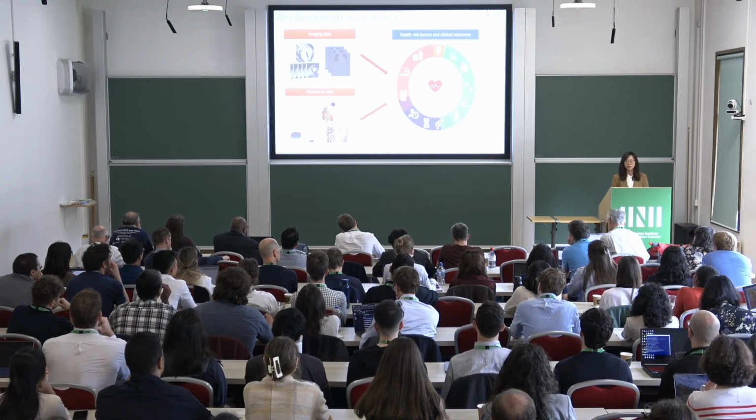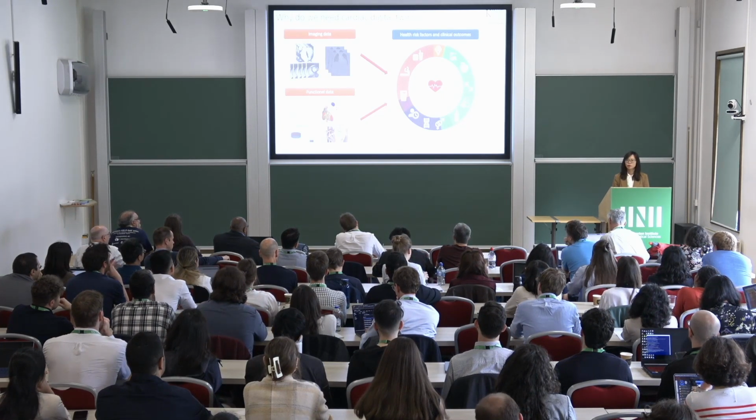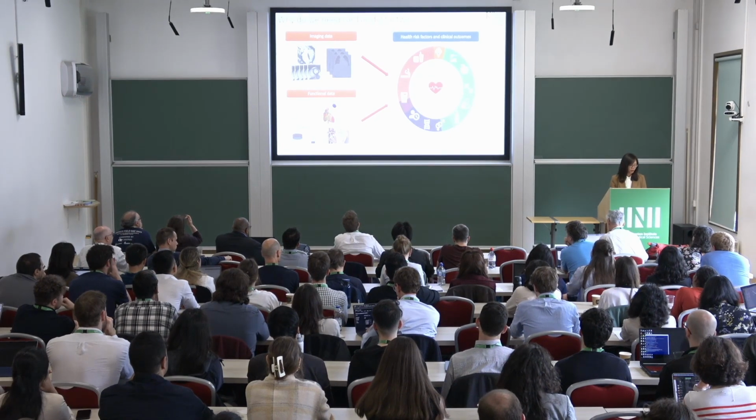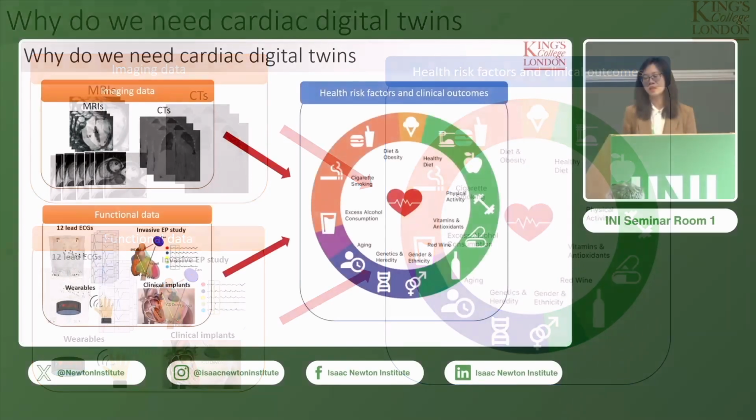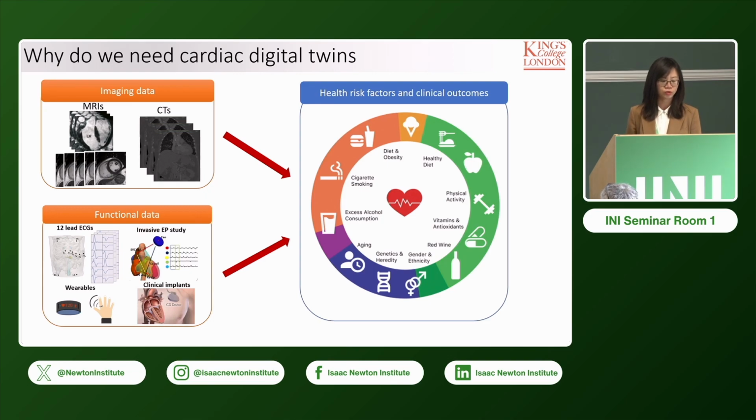So why do we need cardiac digital twins? Currently, multimodal data is becoming more and more available, including image data covering cardiac structure and function, and also functional data, for example from 12-lead ECGs and from the wearables that we are increasingly using recently. Both modalities have been used to link to different health risk factors, as well as predicting clinical outcomes. However, because they only analyze the observations, they usually fail to explain the underlying biological mechanisms behind them.